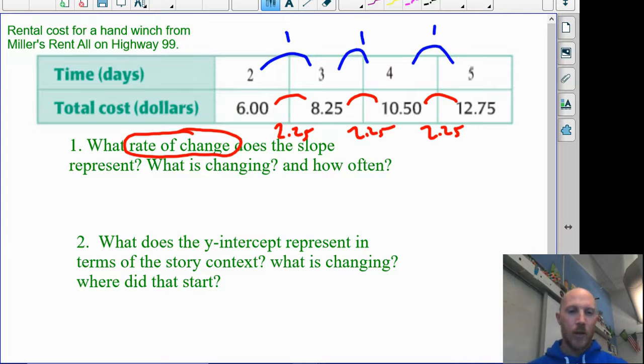So what's changing? Well, the cost is the thing that's changing based on how many days. So we want to put those together and come up with a rate so we can answer the how often piece here. We've already done the subtraction that we need, so we can see that the cost is going up by $2.25 each day.